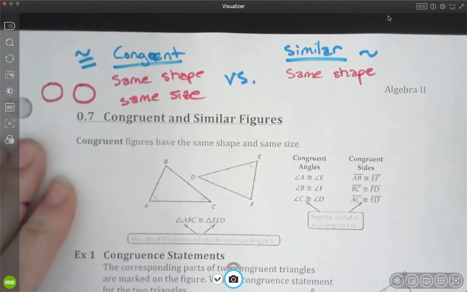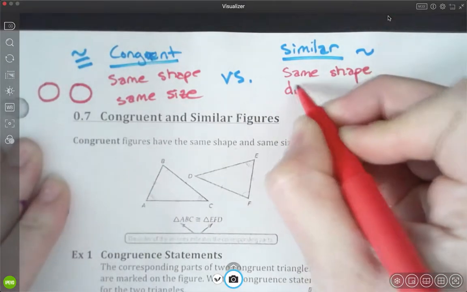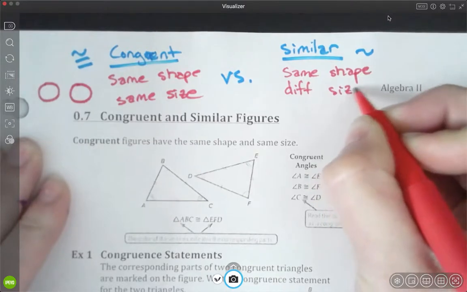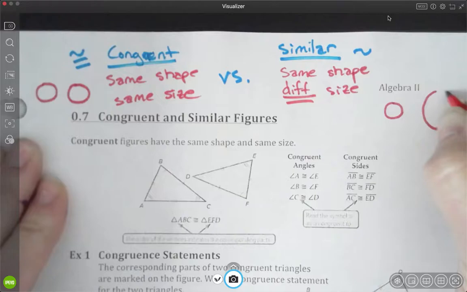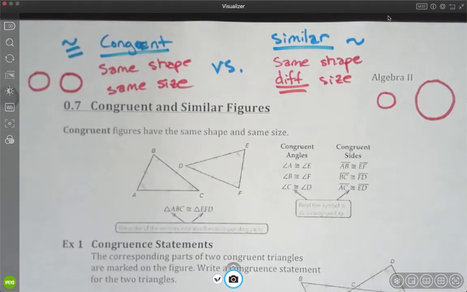You want to take a stab? Different size. Okay. So here's one circle, here is the other circle. They are the same shape, but they are different size. So those two figures are similar to each other, but they are not congruent, okay?